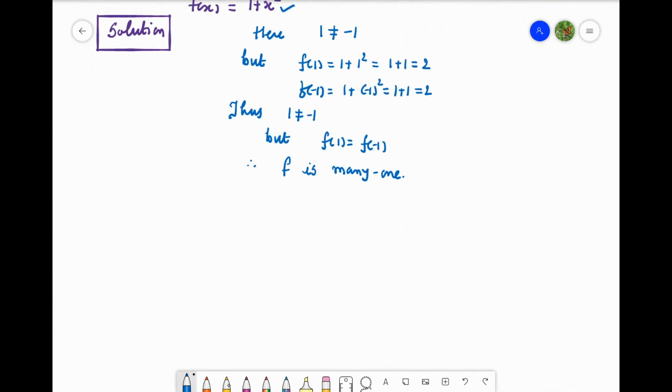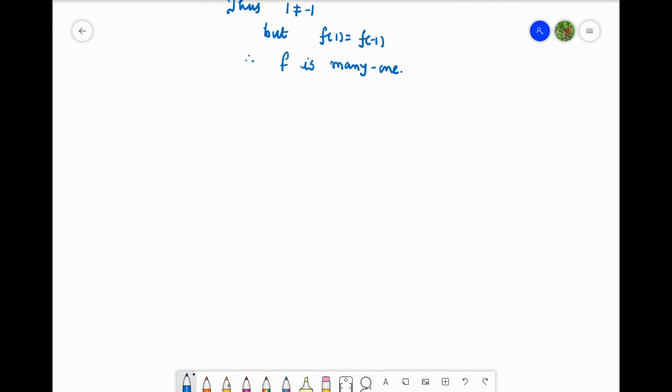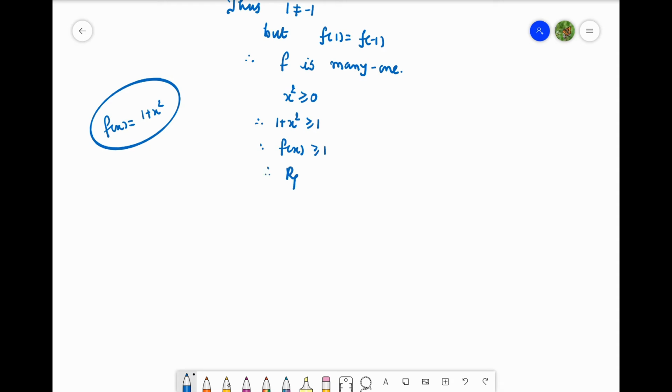Now easily you can show that range is not equal to codomain, because f of x equals 1 plus x square. So x square is always greater than or equal to 0. So 1 plus x square is always greater than or equal to 1, and therefore, by definition, f of x equals 1 plus x square, so f of x is always greater than or equal to 1. So the range of f will be the closed-open interval [1, plus infinity), not equal to codomain R. Range not equal to codomain.